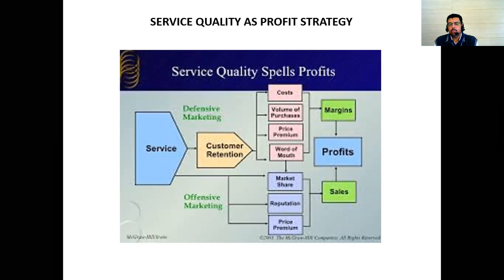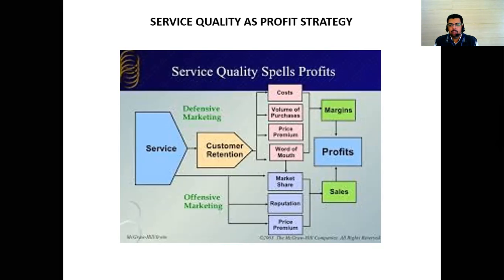In defensive marketing, profits totally depend on the margins. What kind of costs do particular customers have? What is the volume of purchases they are going to make? What are the price premiums? Then what is the word of mouth? So depending on these four parameters, by the customers, you are going to get those margins. That margin is your profit.